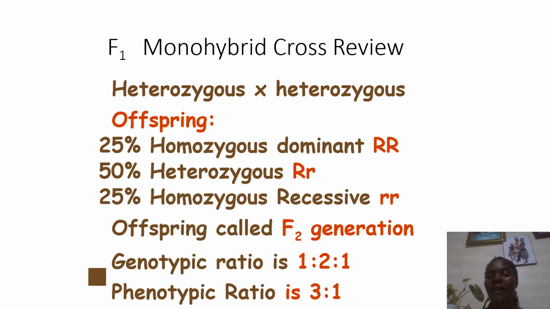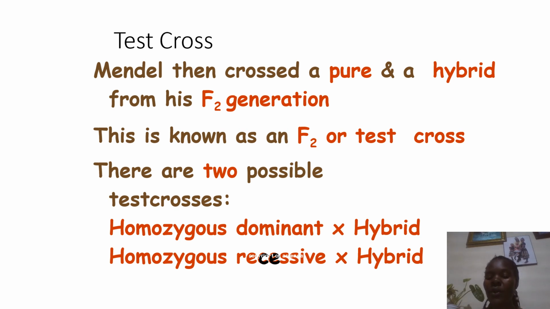For the parents from the F1s, the crosses were generated between 2 heterozygous, and then the offspring, the F2s, we already got 25% homozygous dominant, 50% heterozygous, and 25% homozygous recessive. They are referred to as the second filial generation. And you've seen the genotypic ratio and the phenotypic ratio go to 1 to 2 to 1 and 3 to 1, respectively. A test cross can also be conducted.